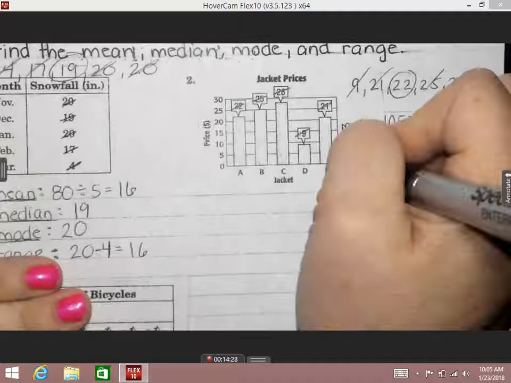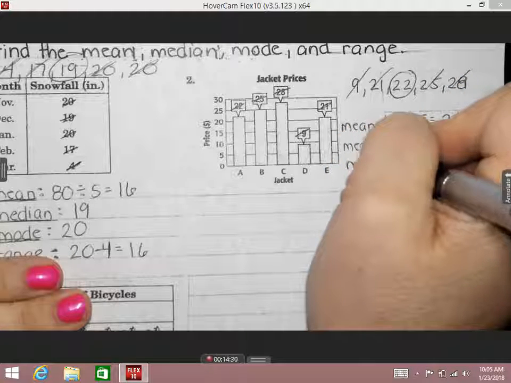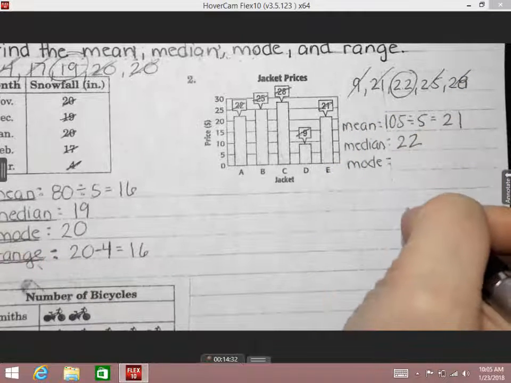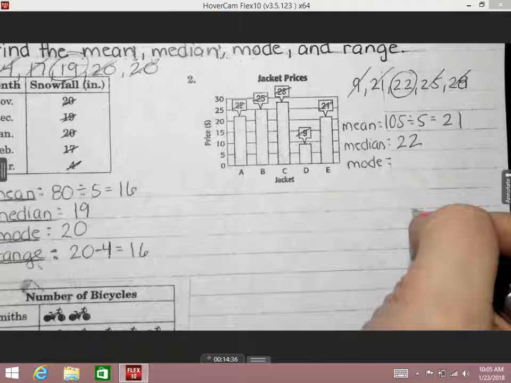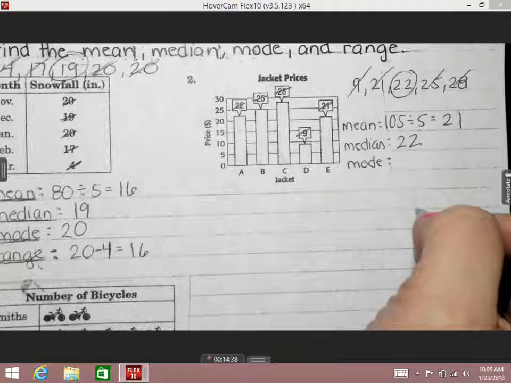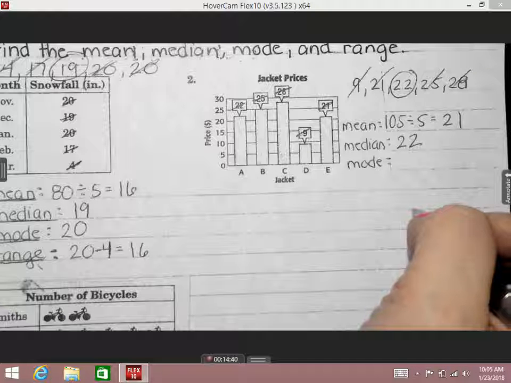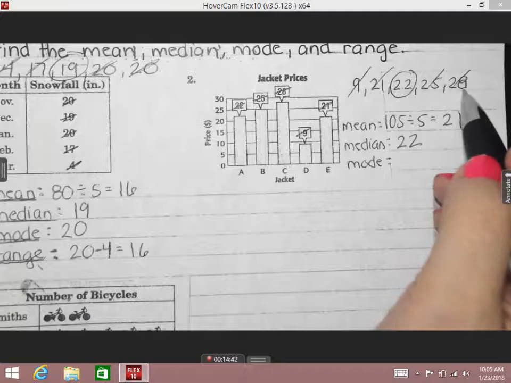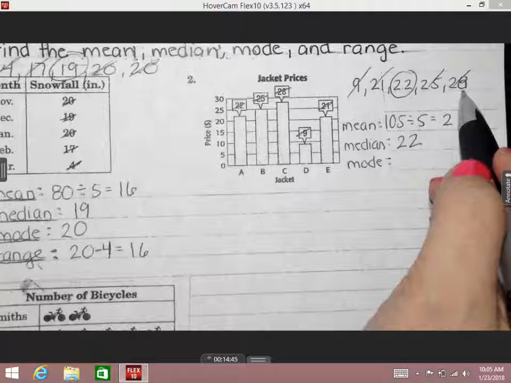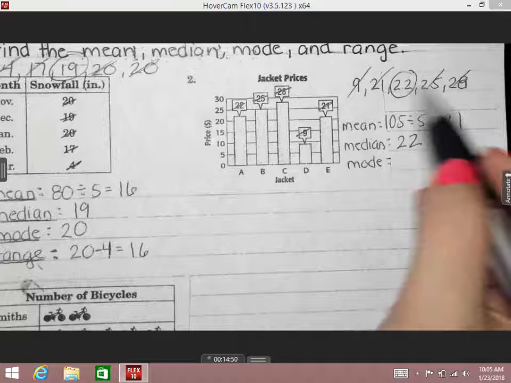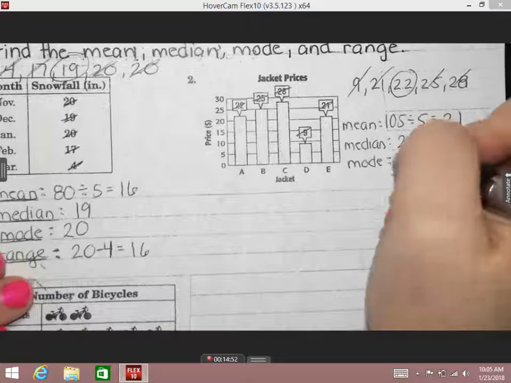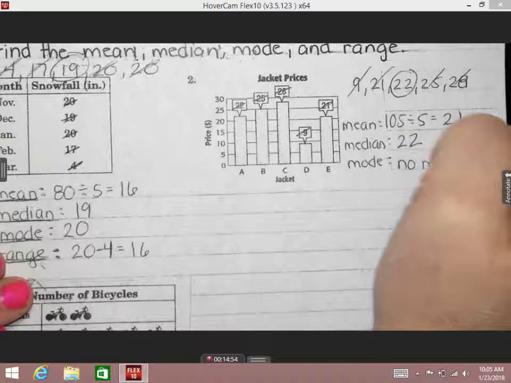All right. Mode. What is my mode? There's none. Why is there no mode? They're all only there one time, okay? In some of the other classes, people have tried to say 28 is the mode. Remember, it's not the biggest number. It's the one that happens more than the others. All of these are only here once, so you have to write no mode.